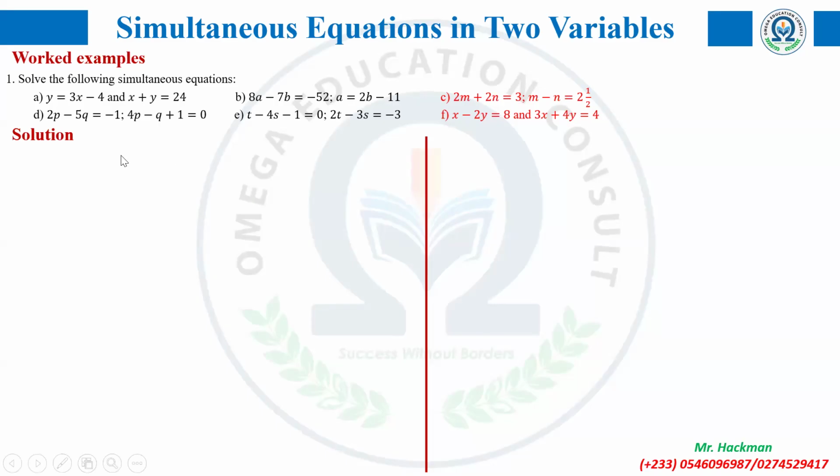So quickly, what do we have? Worked example one: solve the following simultaneous equations. The first one is this, up to F. Like I said, I won't do all of them. Maybe I will do the first two. The one in red will likely be yours to handle. Once it's in red, it means I cannot touch it. It is likely to be your assignment, either a class assignment or a take-home assignment.